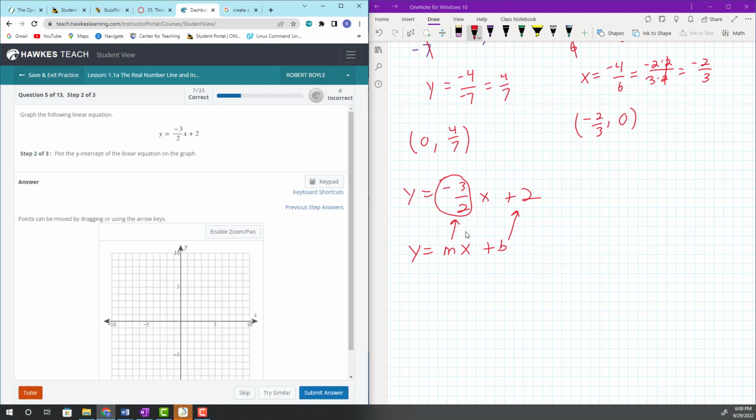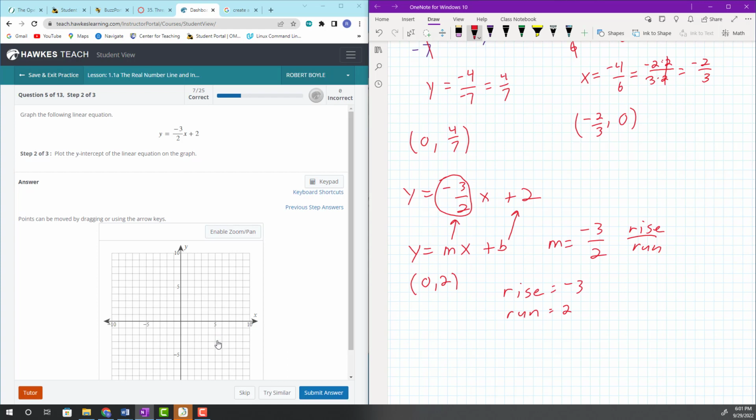Okay, now we need to graph this. Now remember, the y-intercept is 2, so one of those points is going to be the point 0, 2. It's right there, or if you're taking a test, you can just go back and look. And our slope is -3/2. All right? And remember, we can interpret -3/2 as rise over run. So our rise is -3. Our run is 2.